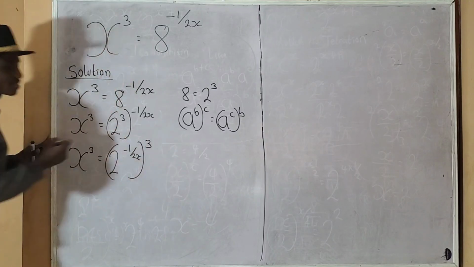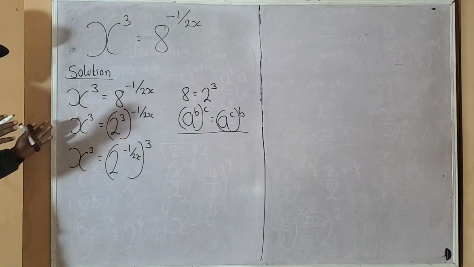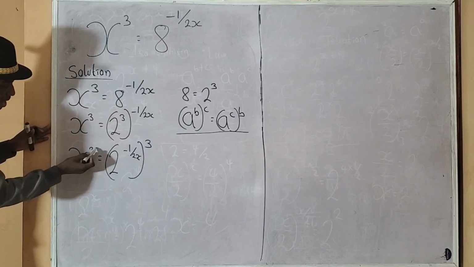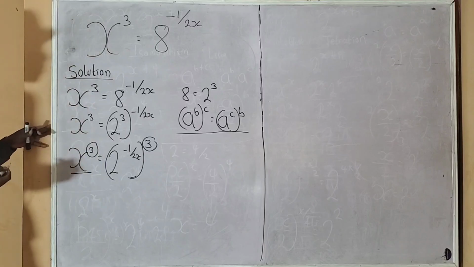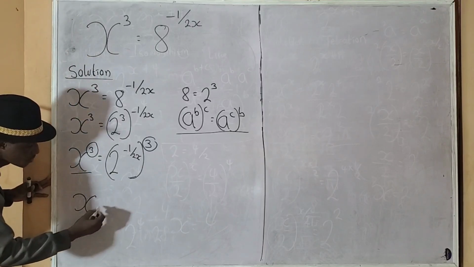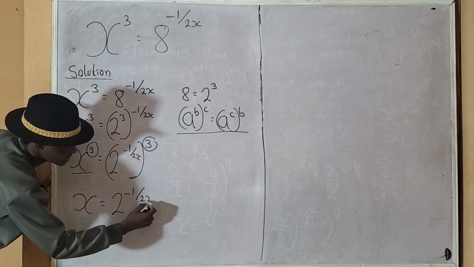raised to the power of 3. I just applied this law. I've not done anything, okay? So just pay attention. Now, because the powers are the same, we can set the bases to be equal. So x will be equal to 2 raised to the power of negative 1 over 2x.